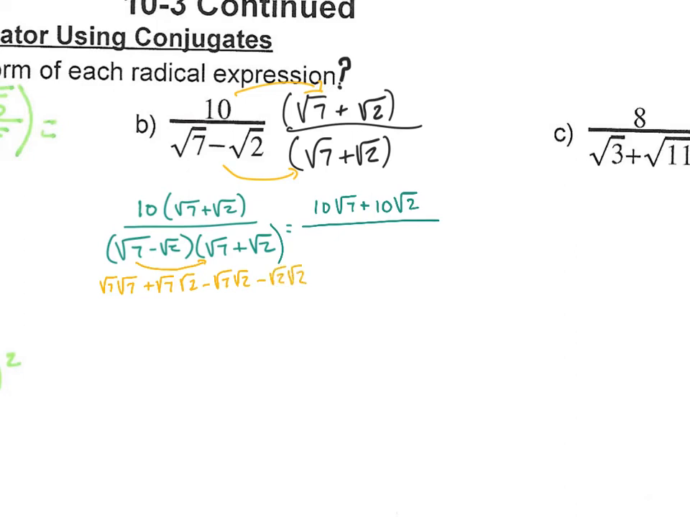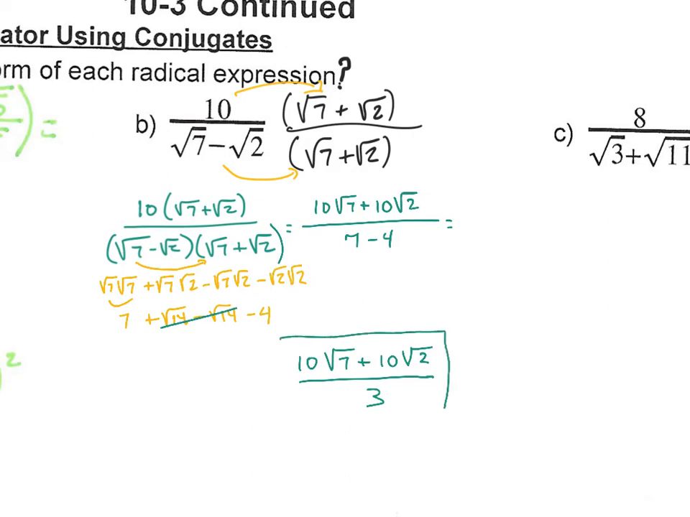And this will simplify. This becomes 7 plus the square root of 14 minus the square root of 14 minus 4. So again, the center two terms cancel out, and I end up with 7 minus 4, which is 3, so I have 10 square root of 7 plus 10 square root of 2 divided by 3. And that is a simplified expression with a rationalized denominator.